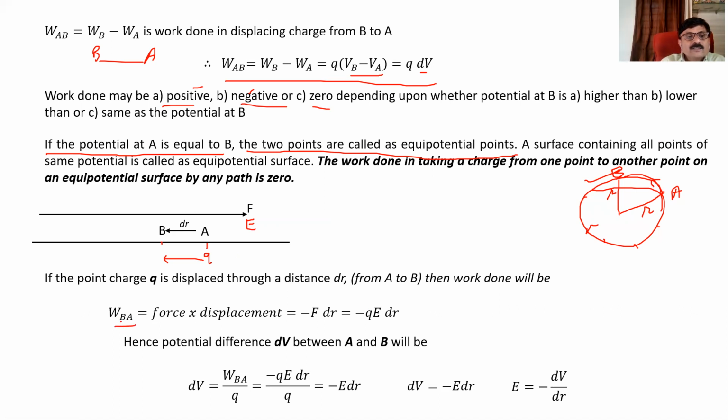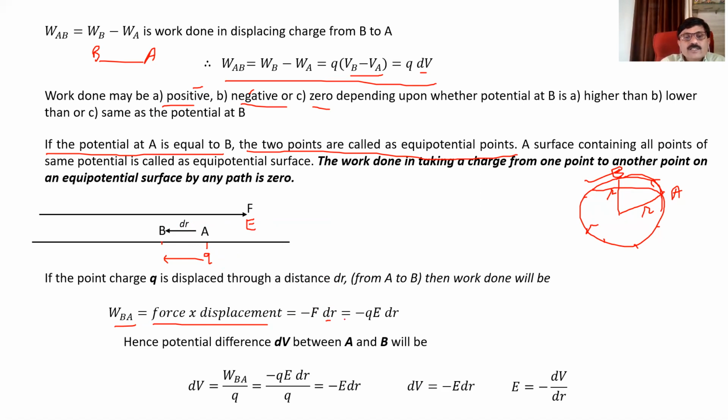So I have written it as VBA. It is given as force into displacement. We know that the force is F and the distance through which it is displaced is dr. Now here we have displaced the charge q against the direction of the electric force. Hence we have taken this as negative sign.